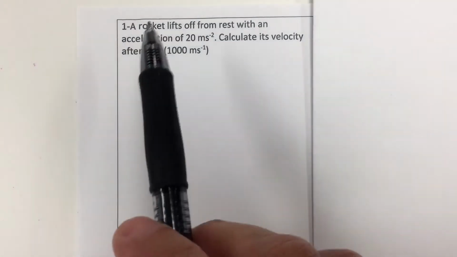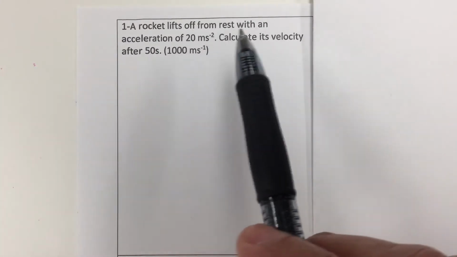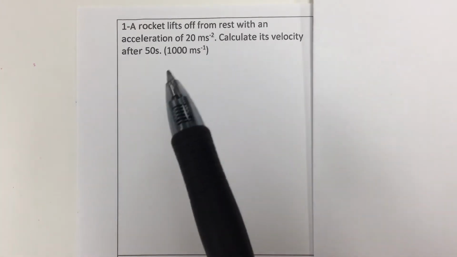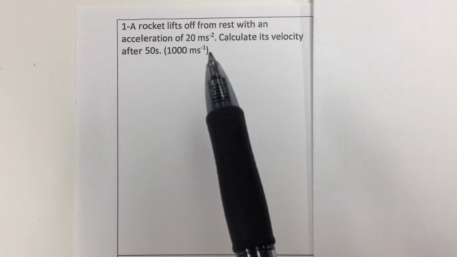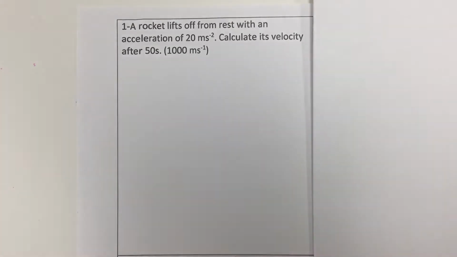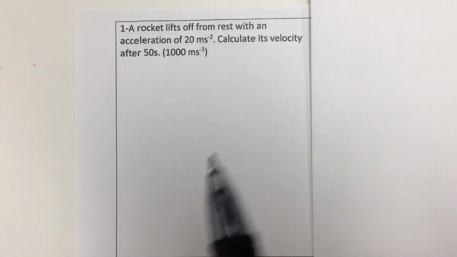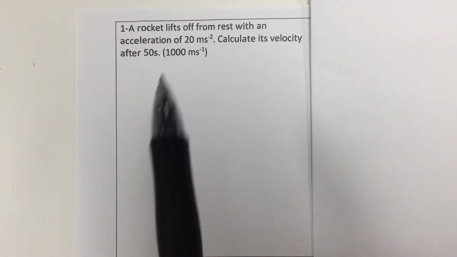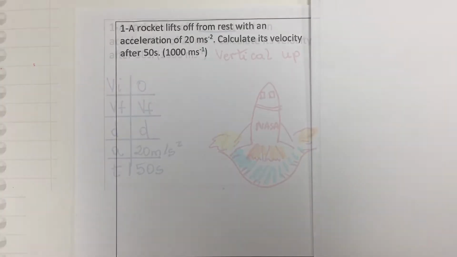First question: a rocket lifts off from rest with an acceleration of 20 meters per second squared. Calculate its velocity after 50 seconds. Please pause this video and try to answer this question. This is the final answer.